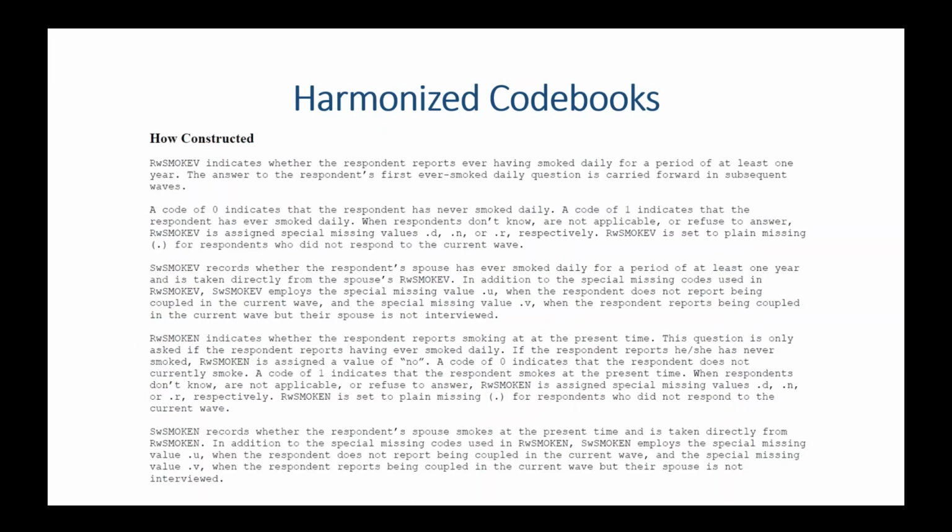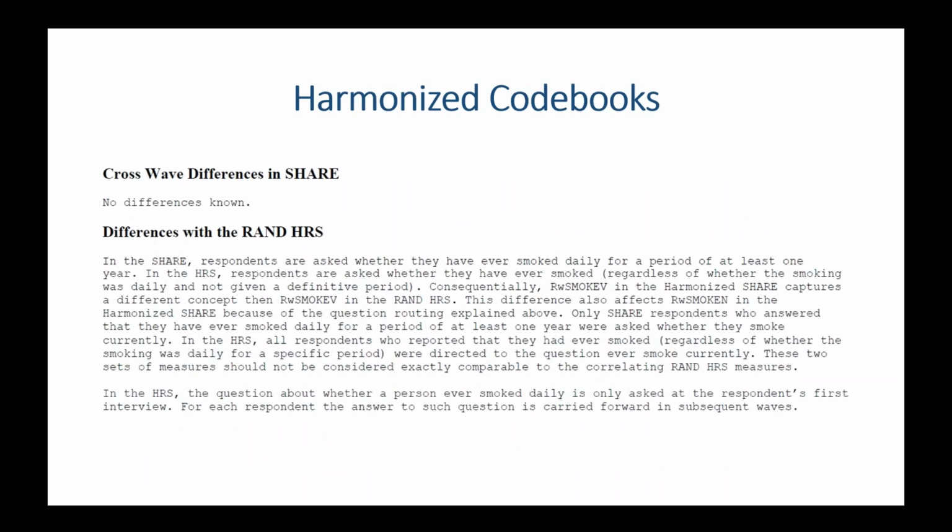We include a lot of how constructed text. So we say RW smoke ev indicates whether the respondent ever reports having smoked daily for a period of at least 1 year. The answer to the respondent's first ever smoke daily question is carried forward in subsequent waves. And we give you a lot more information here. We'll highlight any cross-wave differences. So if this question changed between different waves of Sjtor, we'll tell you that here.